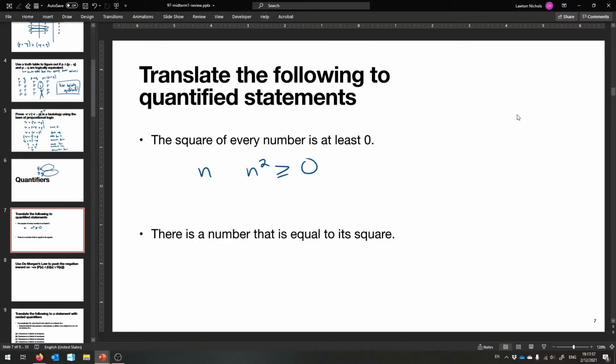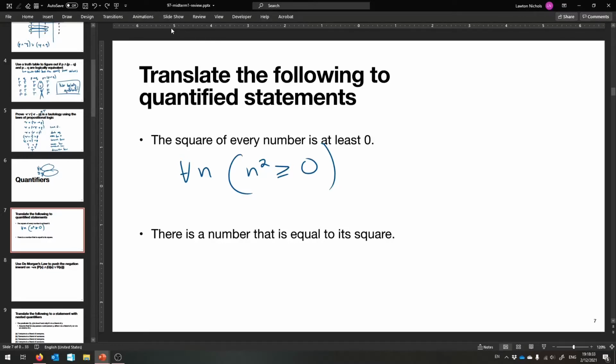Did we do it? I need to introduce this n somehow. Is it just one n, like there exists an n that this is true for? No, it's every number. For every number, call it n, its square is greater than or equal to 0. I hope you see how "at least" translates to greater than or equal to, not just strictly greater than. And of course you can replace this n with anything, q, p, whatever you want. But that is, I do believe, the answer.